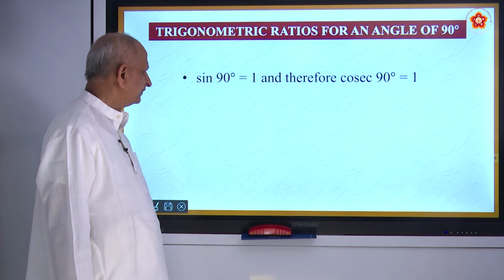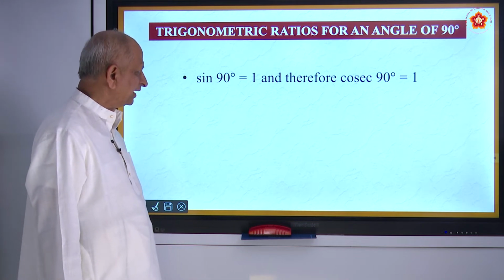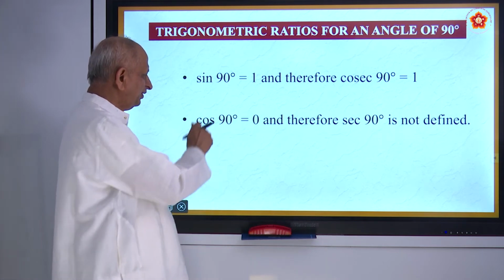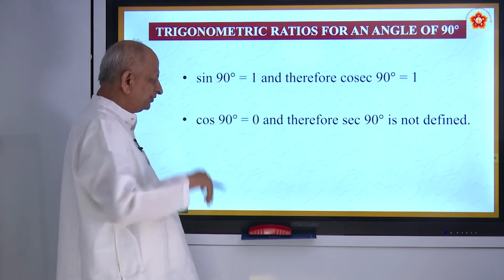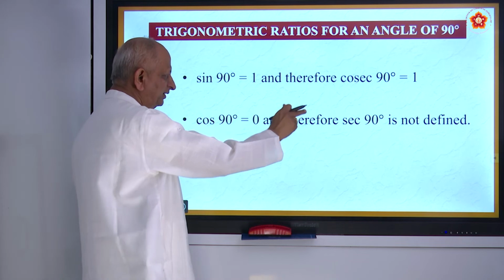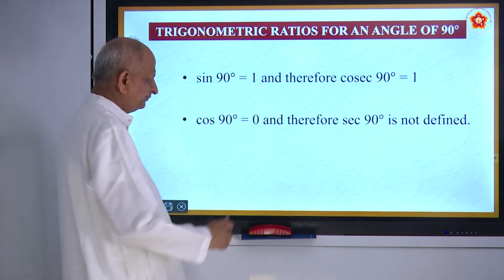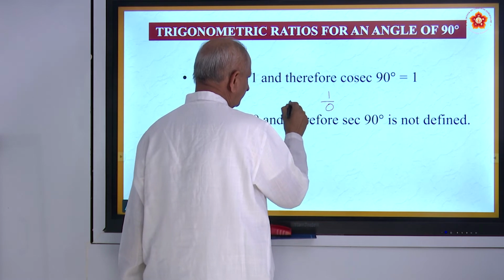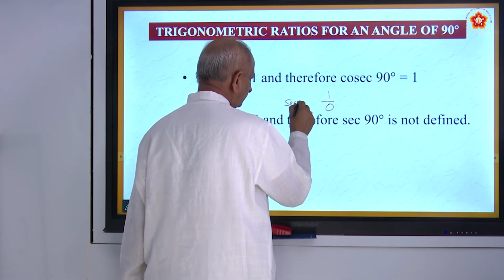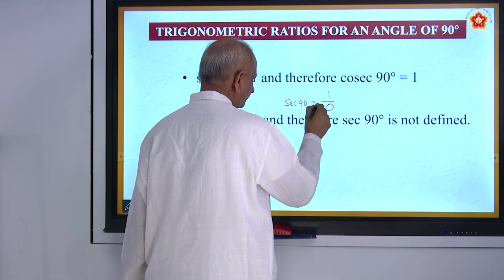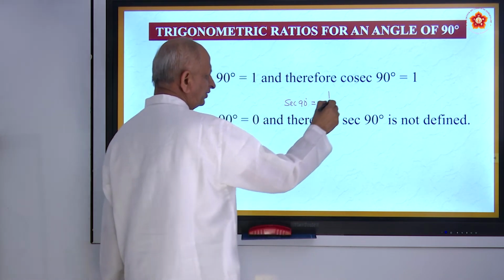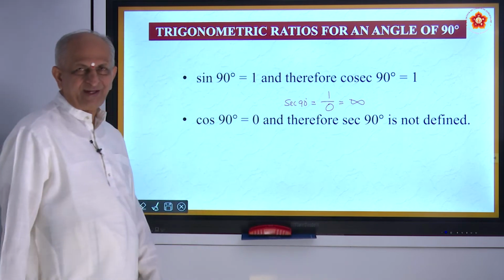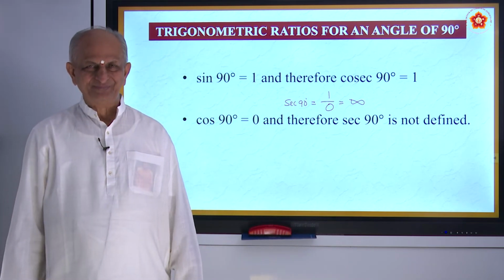90 degrees. Sin 90 is 1. Therefore, cosec 90 also is 1, and cos 90 is 0. Therefore, secant, the reciprocal of that, is not defined. Here you get 1 by 0. So secant 90 is 1 by 0. We call it also infinity. That symbol stands for infinity.